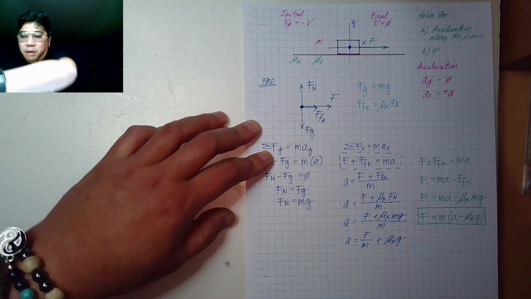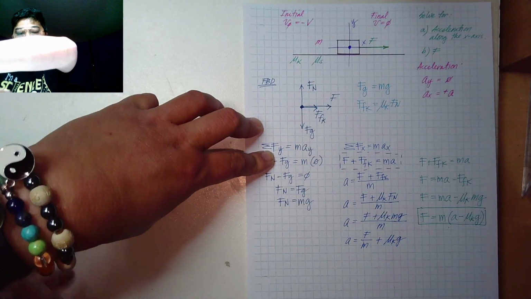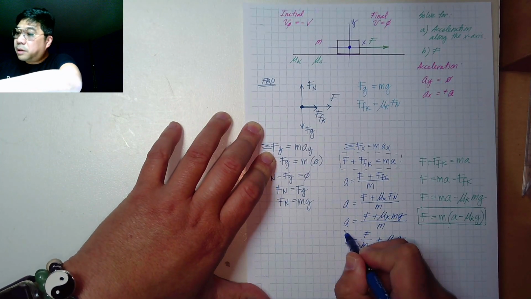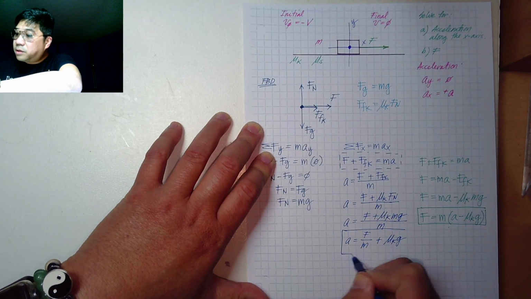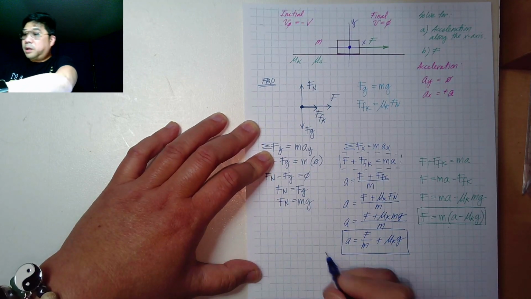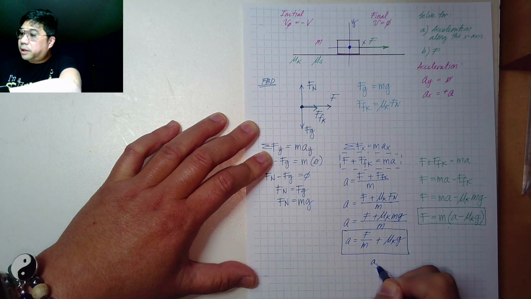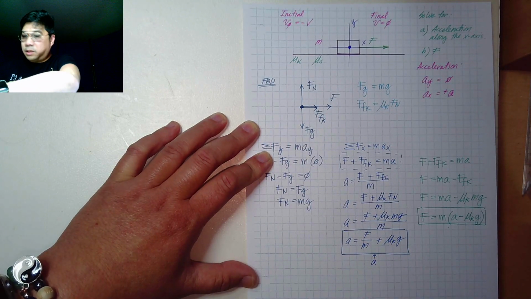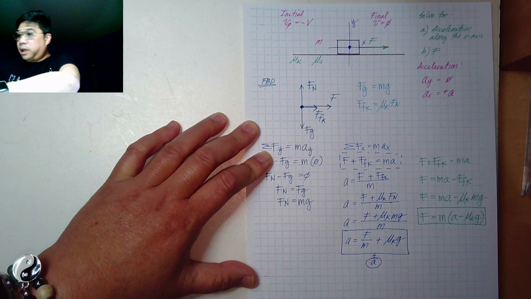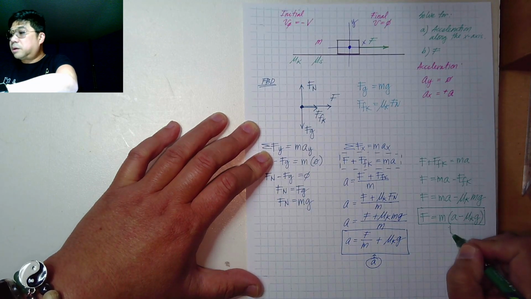And this is our answer for letter A. So this is letter A. Let me just put it here, letter A. And this is letter B.